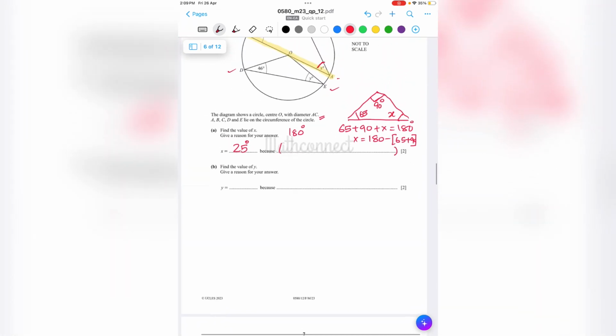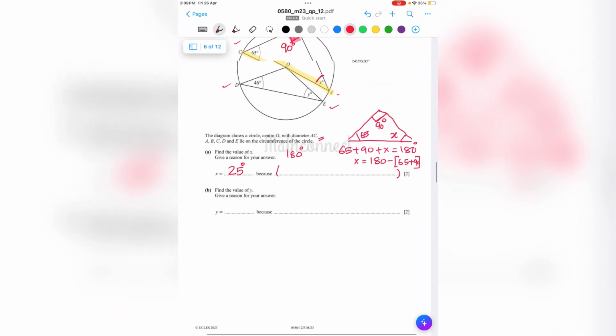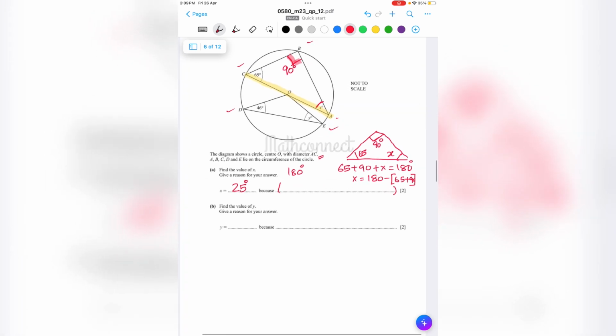Now moving on to question B, find the value of y, give a reason for your answer. We can see that O is the center of the circle and D and E are points on the circumference. So OD is a radius and OE is also another radius, so OD and OE are radii of the circle. That makes these two sides equal, and when a triangle has two sides equal, the opposite angles are also equal. So y is going to be 46 degrees, and you can write the reason for that as well.